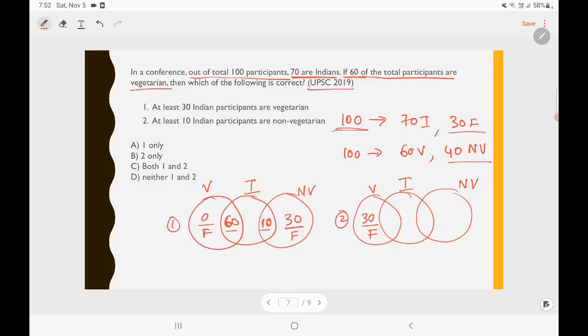Okay. So we know that there are total 60 vegetarians. We have already written 30 here. So you need to write 30 here. And there are total 70 Indians. We have already written 30 here. So 40 will come here.